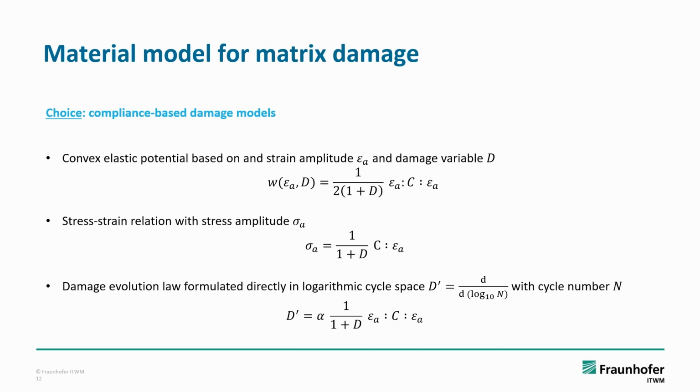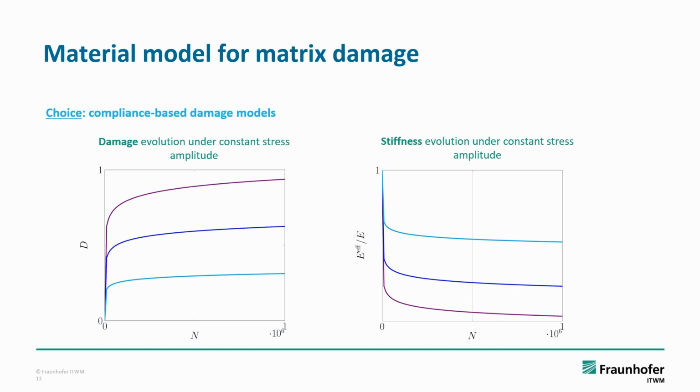And then the damage evolution law is formulated directly in logarithmic cycle scale. So the d scratch means that we evolve over the logarithmic cycle scale. If we do so, then the damage evolution under constant stress amplitude looks like shown on the left-hand side of the slide here. And if we reintroduce this into the stiffness degradation, we will see that we actually obtain exactly the stage 1 and stage 2 fatigue as we have seen in the experimental results at the beginning of this presentation.